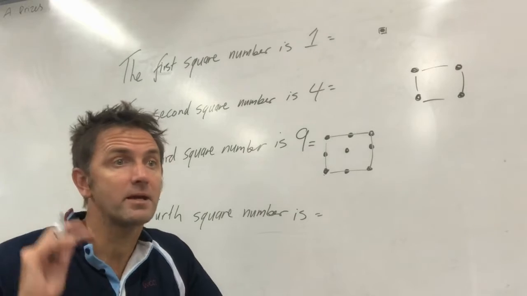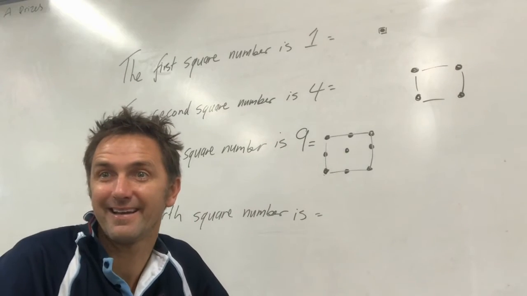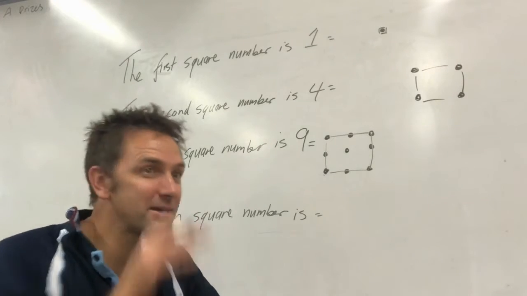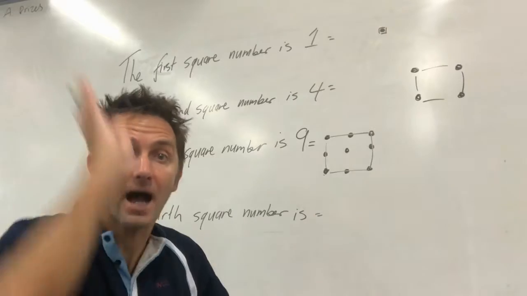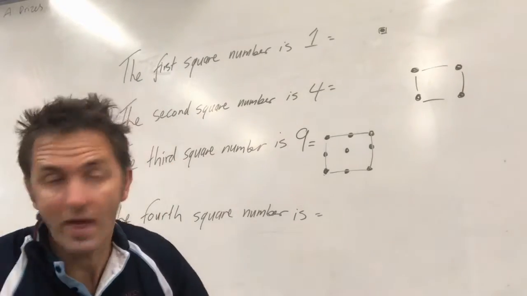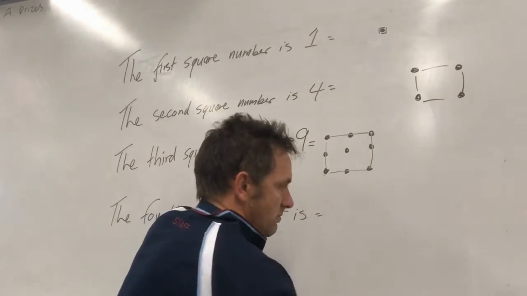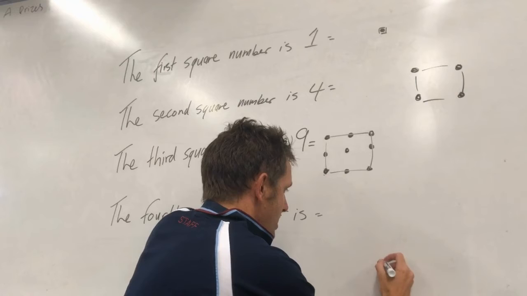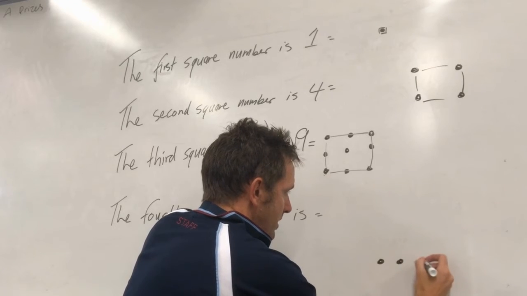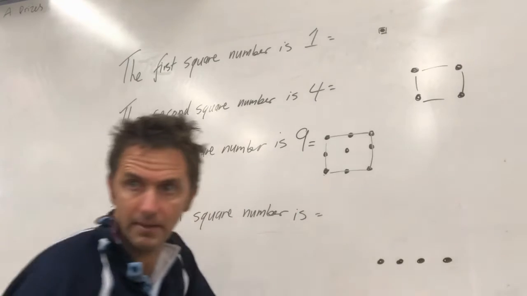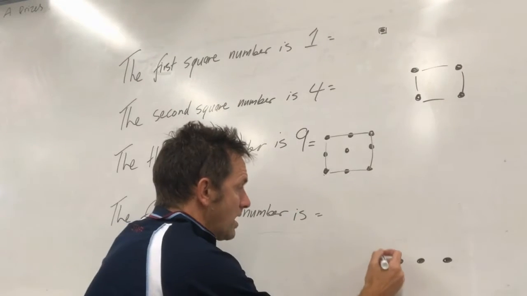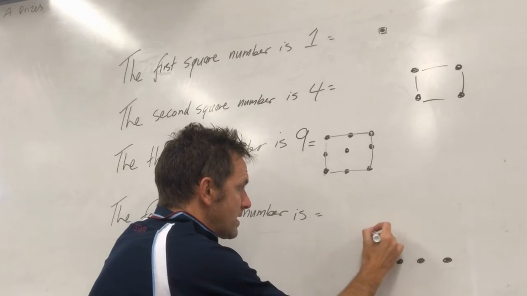How many across are the dots going to be? It's the fourth square number. How many across? 4. How many up? 4. Right, so let's draw that out. 1, 2, 3, 4 across. Yep. 1, 2, 3, 4 up.